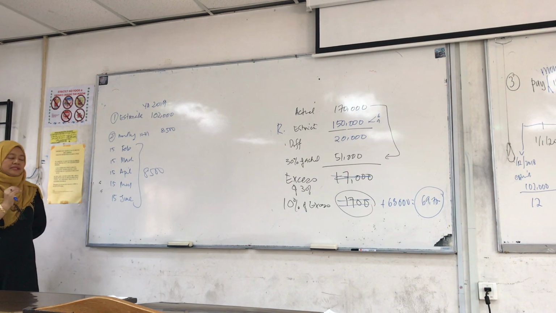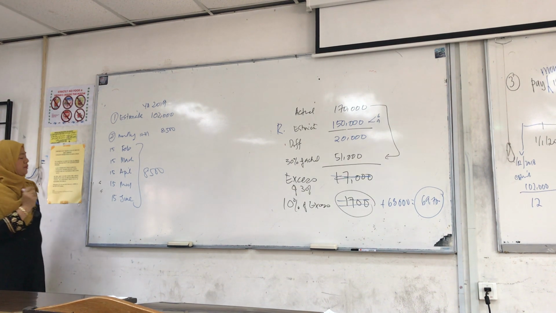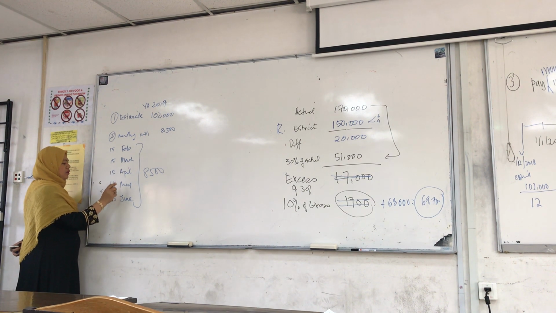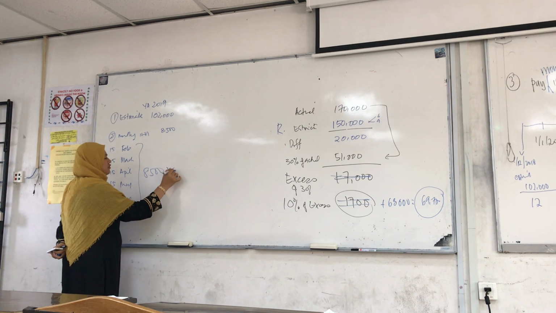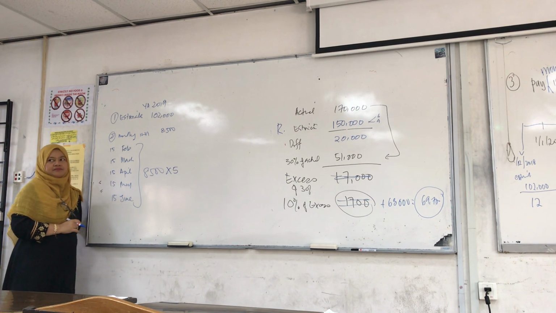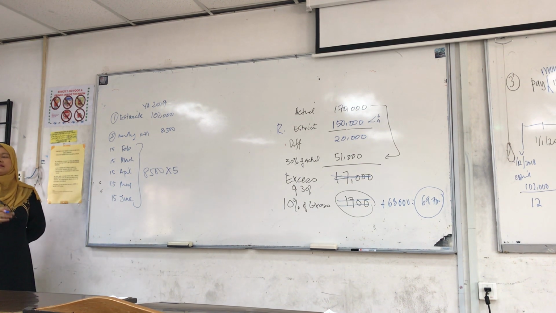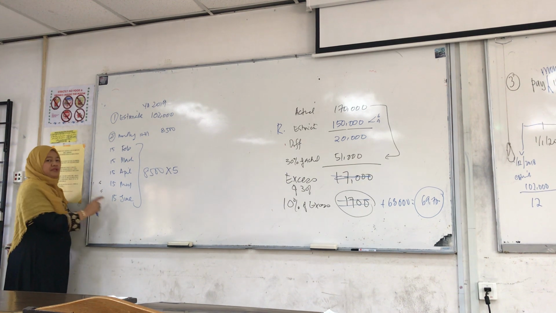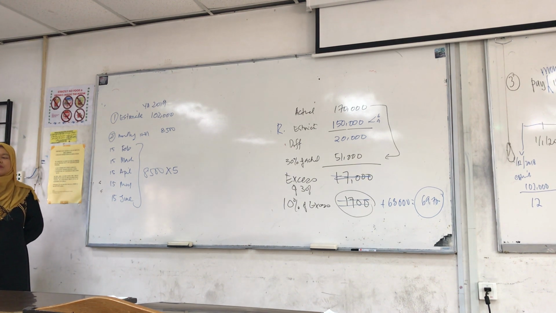Okay? You submit, and then 8,500, how many months have you paid? 1, 2, 3, 4, 5. How much have you paid for 5 months? Okay. And then in the 6th month, which is in June, you revise your tax estimate to 150,000. Okay? So when you revise in June, alright?